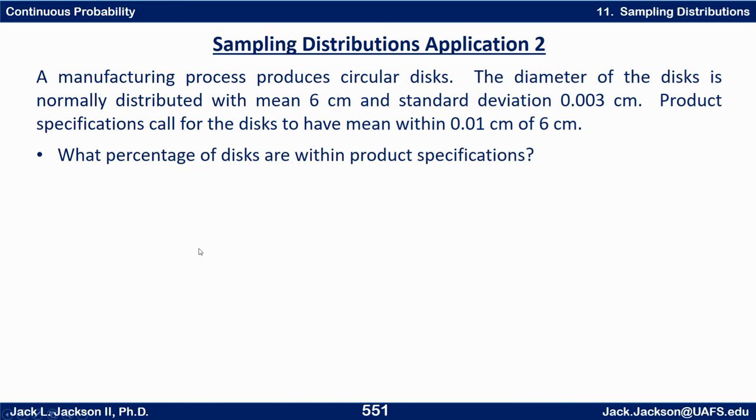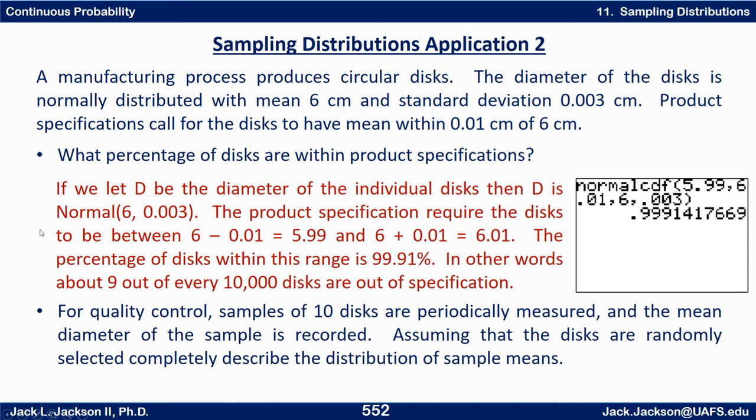Well, this particular question doesn't have anything to do with sampling distributions. This is just the fact that we have a normal distribution here of individuals, and we can find a probability. Now, when we say the specifications call for it to be within 0.01 centimeter of 6, that means it's between 6 minus 0.01, which is 5.99, and 6 plus 0.01, which is 6.01. So it's a good one, within product specifications, if it falls somewhere between 5.99 and 6.01.